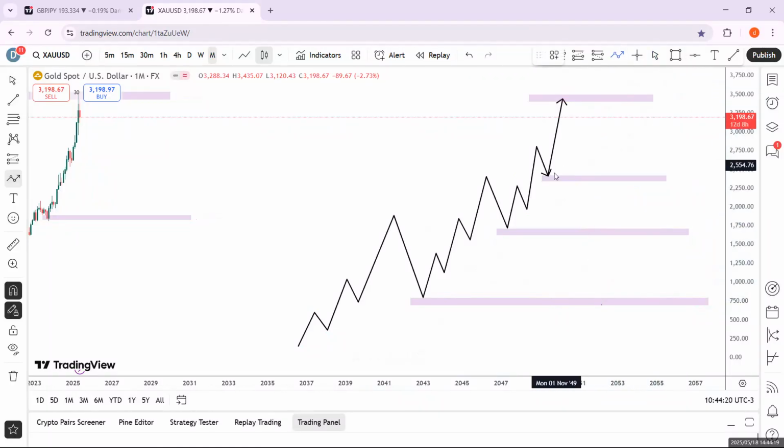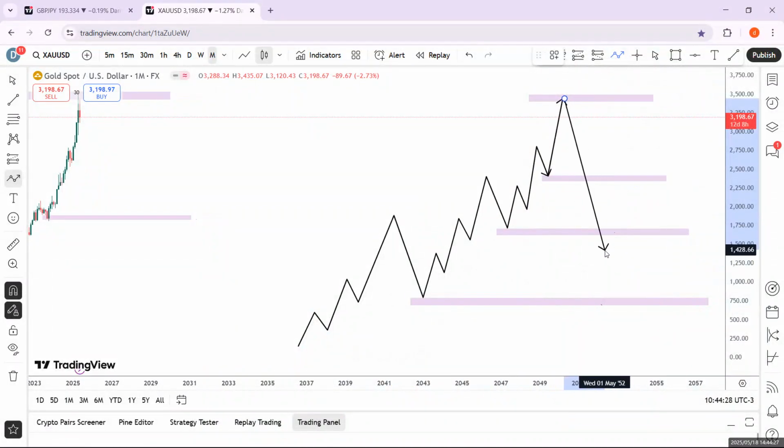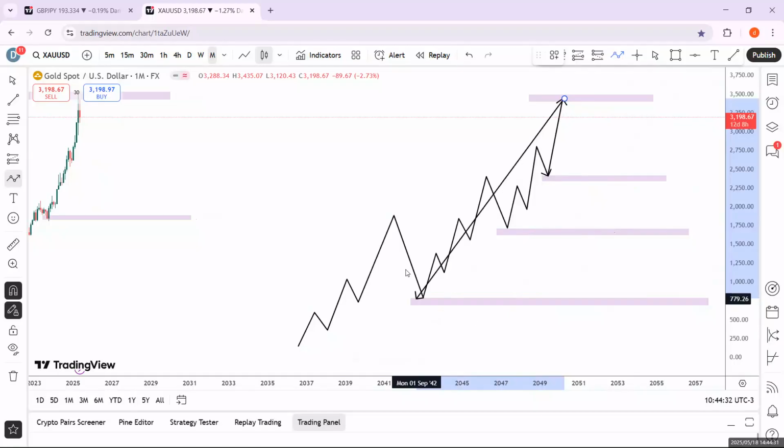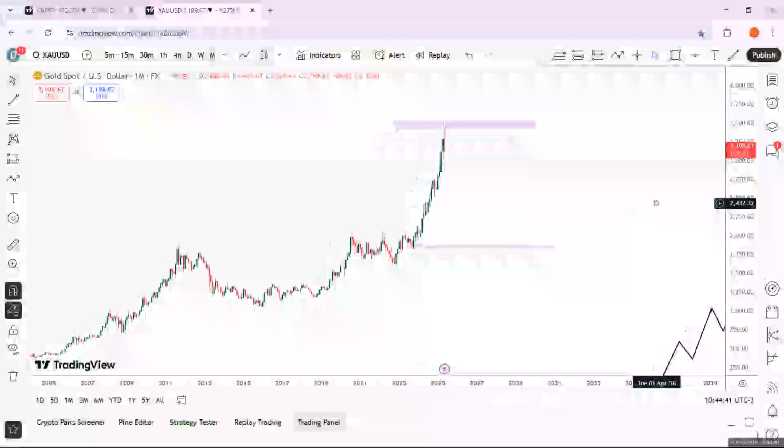Let's go over it again. If there's a break of this higher low here, here's the maximum you can sell to. You cannot sell below because the structure circle is different. If there's a break below this, here's the maximum you can sell to. You cannot sell below because the structure circle is bigger. And if there's a break below this, then yes, you can sell to the lowest point. Okay, so far the opportunities are in the direction of the trend.